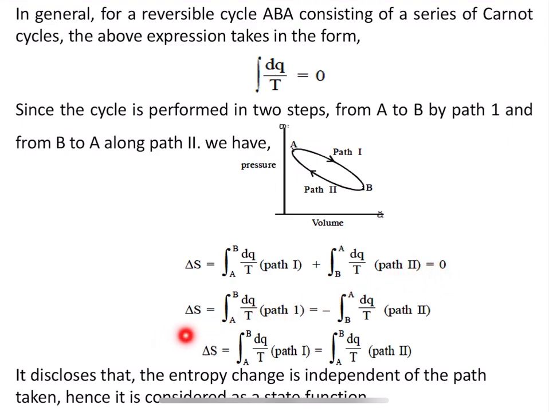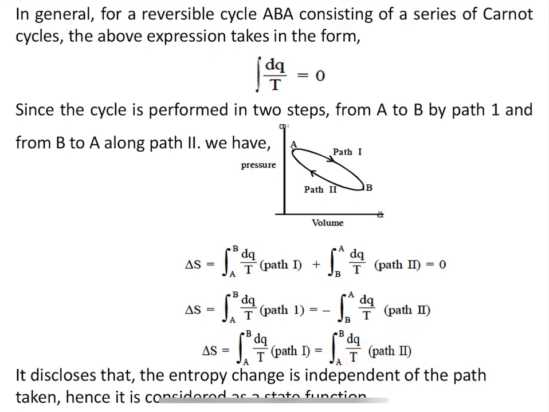Now delta S is equal to, if I take this to the right-hand side, it takes the negative sign. So I can write the integral from A to B of dq divided by T along path 1 as equal to the integral from A to B along path 2. Because I am interchanging the limits, the negative sign is removed, and I can write it in this way.